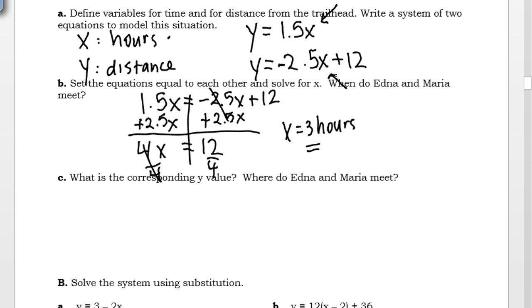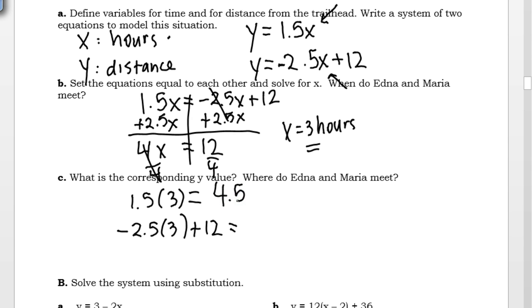Now I can do the top one, I can do the bottom one, I can do both of them. And I think doing both is a smart idea because then we can check our answer. If we get the same answer for both y's, then we know we did it correctly. So 1.5 times 3 is 4.5. Negative 2.5 times 3 would be negative 7.5 plus 12. Hey, guess what? That is 4.5. So they end up hiking a total of 4.5 miles before they meet.